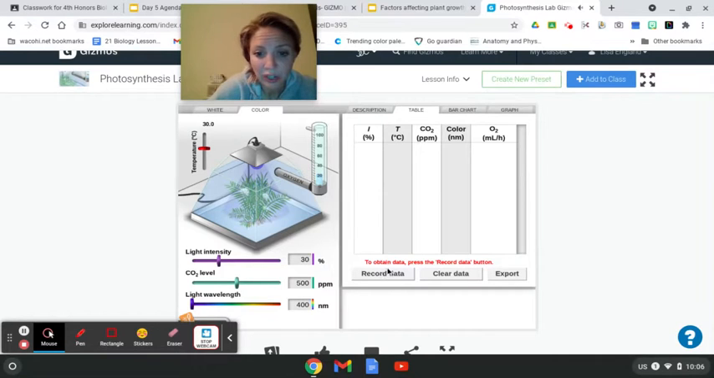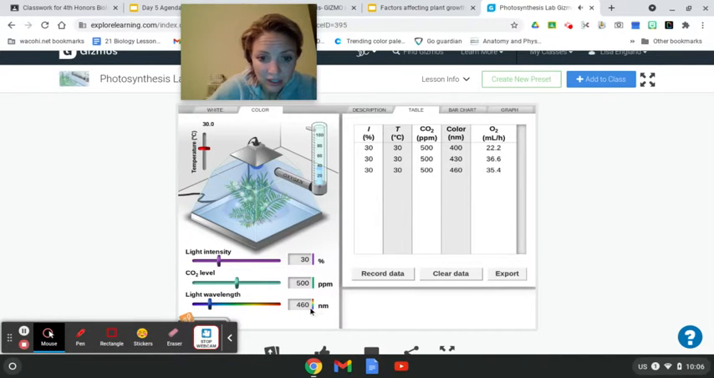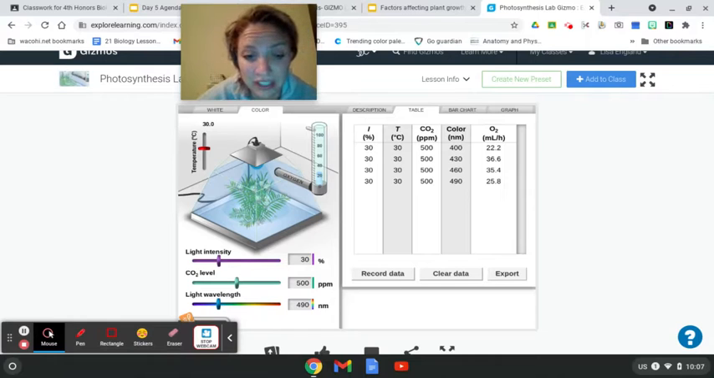I'm going to start at 400, click record data, and then I'm going to go up to 430, click record data, and then I'm going to increase by another 30, 460, record data, keep going up by 30, 490, record data. You're going to continue to do this until you have 10 data points. You're trying to use this data to determine which wavelength of light does the highest amount of photosynthesis occur.